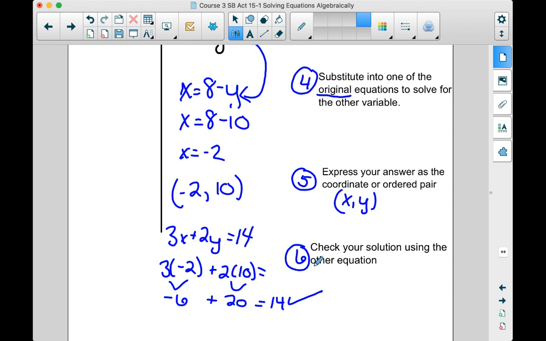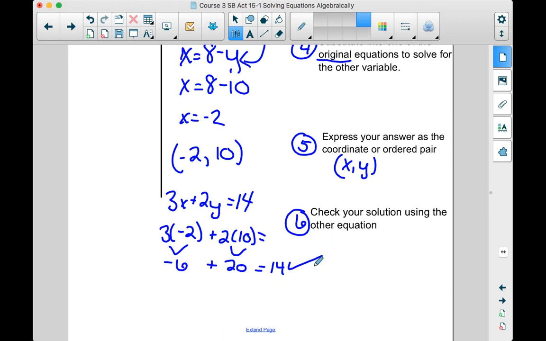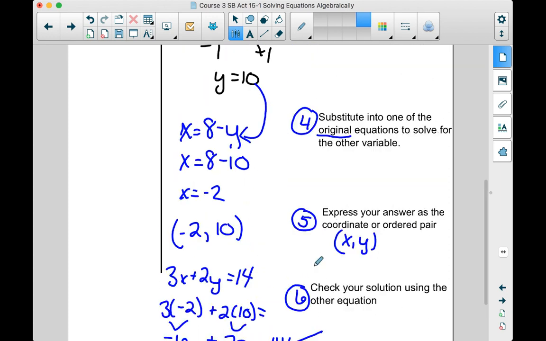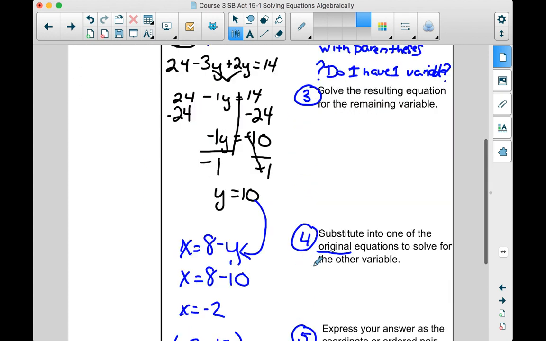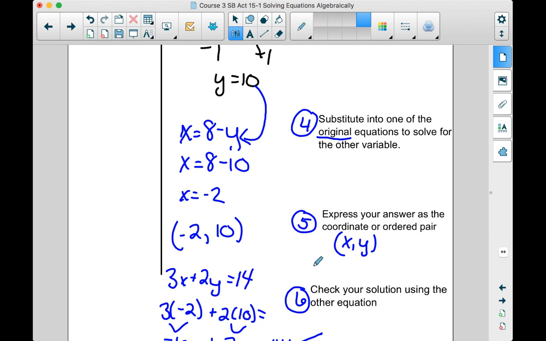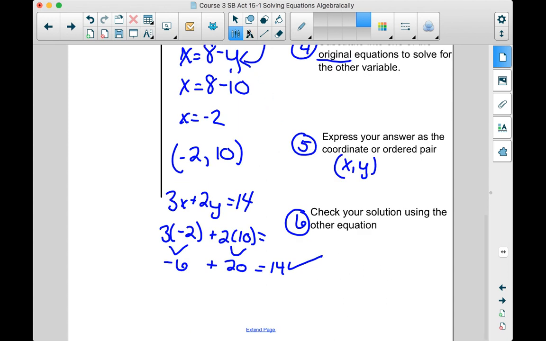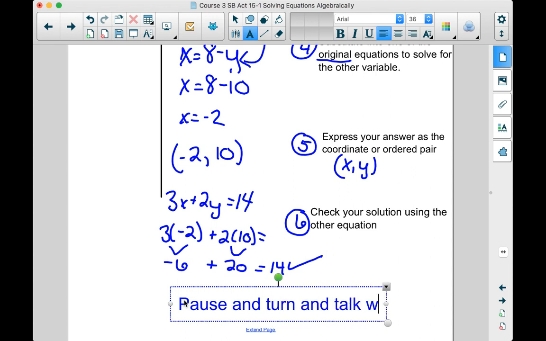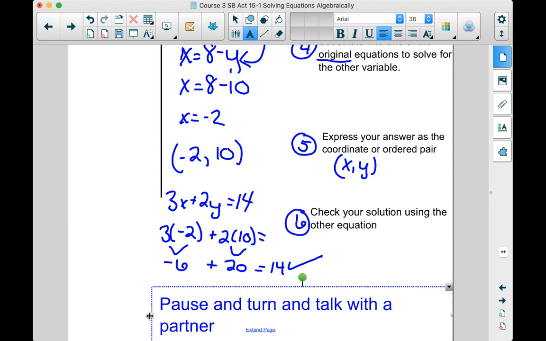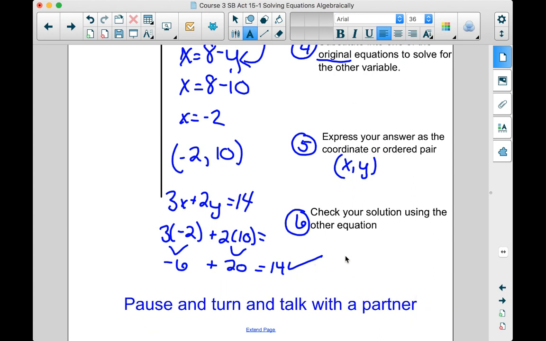Okay. Great. So right now I want you to pause and turn and talk and explain the steps of this process. What did we do each time? And then we're going to do 2 more examples together. But for right now, you're pausing and you're summarizing with a partner. Take turns explaining what happened at each step of the process.